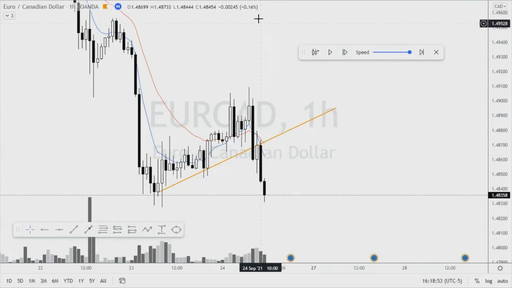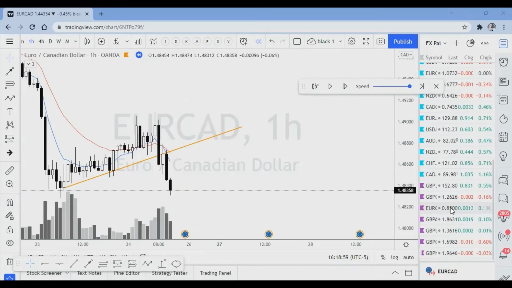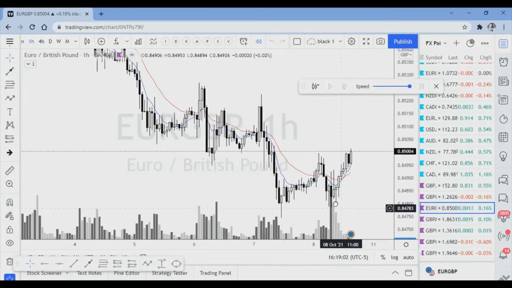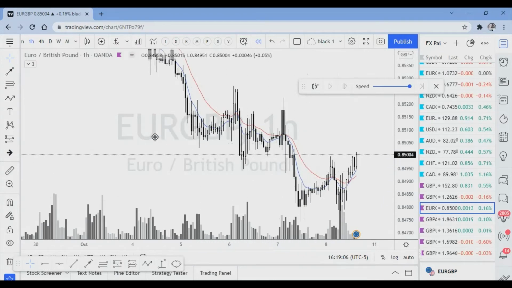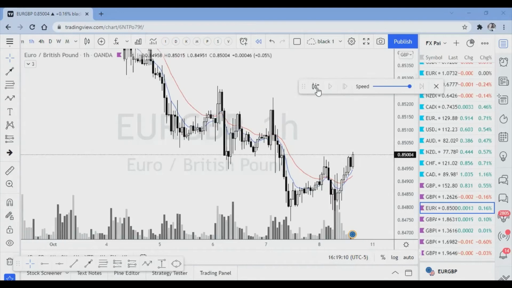So now let's go to the euro pound. I'll show you another trade that was set up earlier for me, and it was this right here.